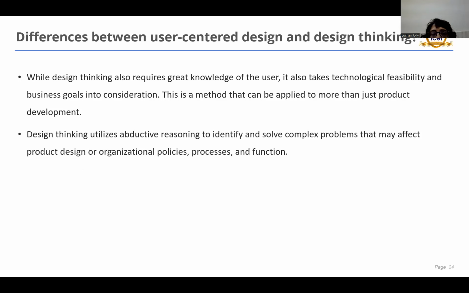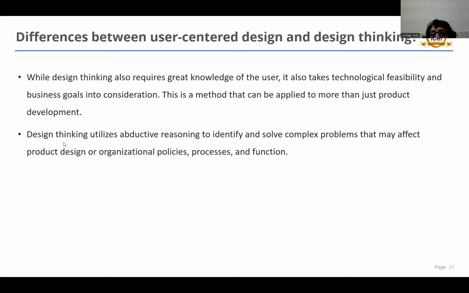But when we look at design thinking, it definitely needs users, the human-centered approach is there. It definitely needs the knowledge of the users. It also takes into consideration the feasibility and viability of the design that you are taking. So technical feasibility and business goals are also considered. This is a method that can be applied to more than just product development. It could be a process, a service, or any other experience that you want to give to the user. So user-centered is definitely for a product development approach.